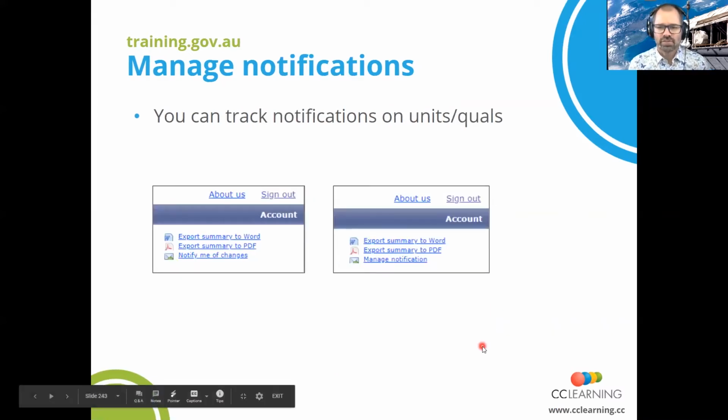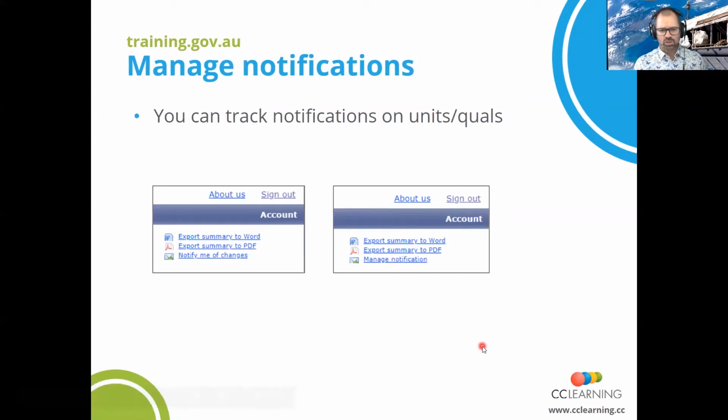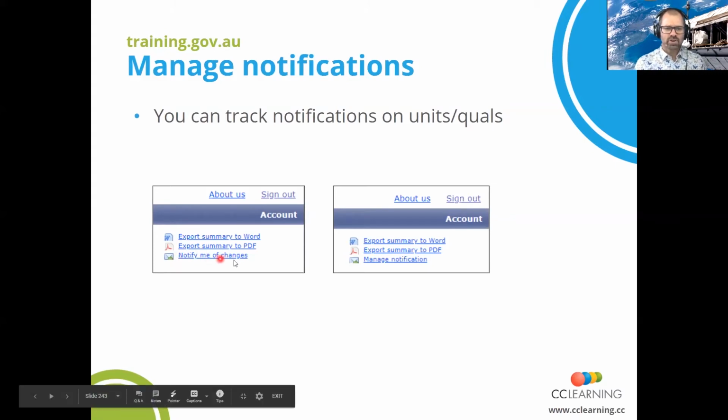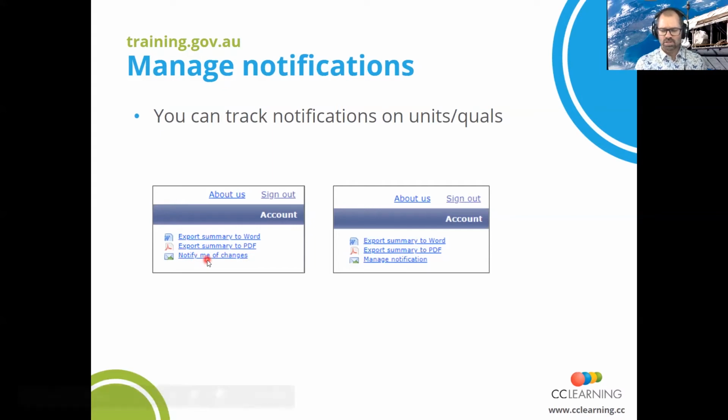So you can also track notifications. When you're looking at a unit of competency, which I'll show you in a moment, you get in the top right-hand corner a button to say notify me of changes. If you're looking at a unit of competency and you're not sure if you're currently receiving notifications about it, and you're not, it'll say notify me of changes, and you can click on that text, and that will add it to your list. Or if you're already tracking it, then it's going to have this manage notification text. So it indicates whether you are receiving notifications for a particular unit or qualification or not.